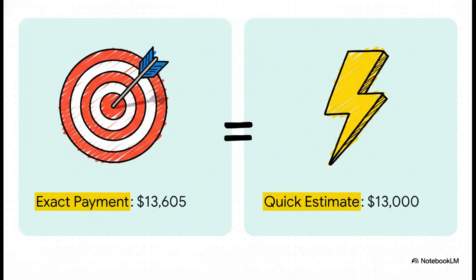And there you have it. The exact payment is $13,605 a year. Our quick estimate? $13,000. Again, it's incredibly close. So this really proves that the shortcut isn't a one-trick pony. It consistently gets you a really solid, workable number, no matter the length of the loan.